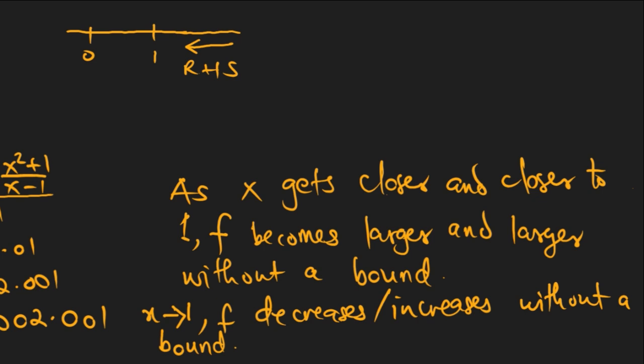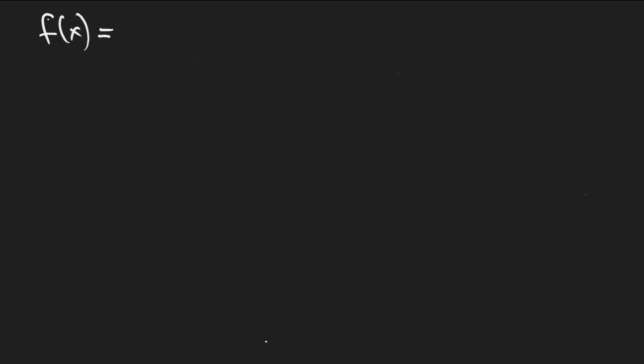Alright, so we'll take a look at a different function to see how limit works over there. Let's consider the function f of x equal to x squared minus 1 over x minus 1. So over here too, we'll take limits as x approaches 1 from the left hand side and as x approaches 1 from the right hand side.